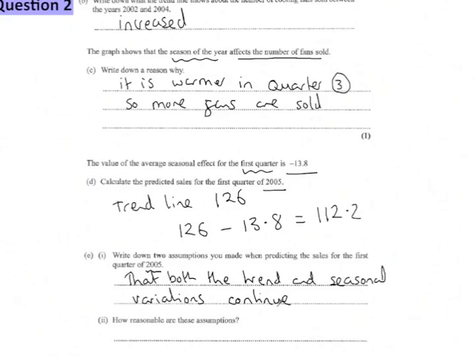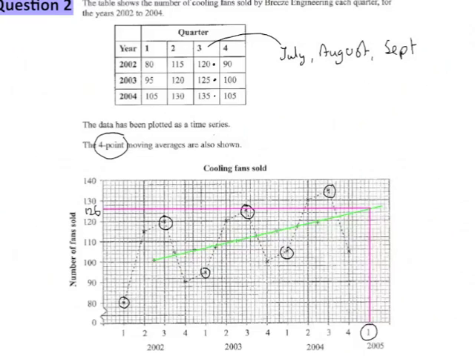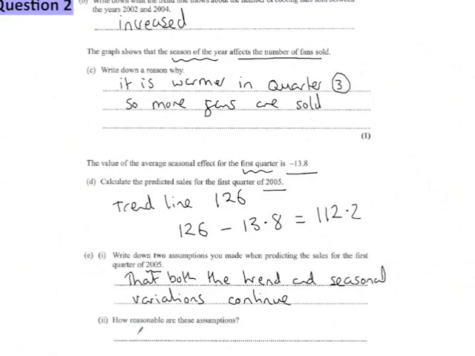We're then asked how reasonable these assumptions are. These assumptions are very reasonable. Okay, we're not looking at something that's too far beyond. We're looking at the number of fans. The weather's going to be very similar in terms of the variation, and the trend is likely to increase. We're not looking too far beyond the current data that we have. So when we're asked how reasonable these assumptions are, we can say they're reasonable, if you like, even very or quite reasonable.